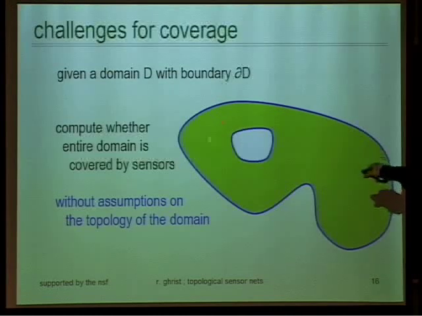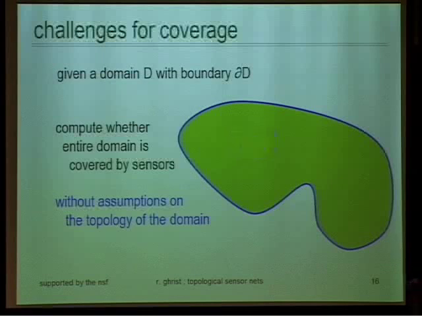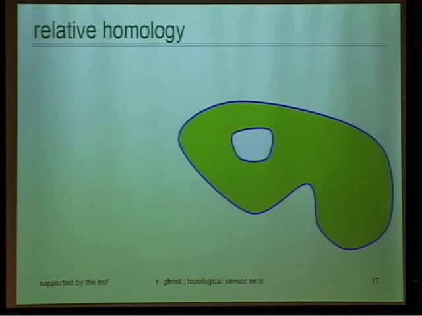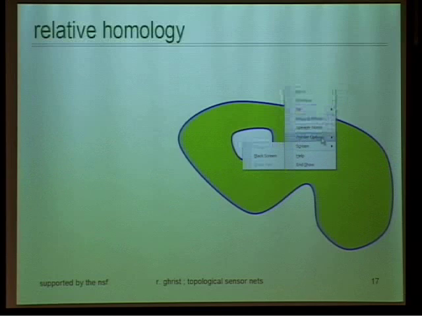But if I have a chain of sensors that's wrapped around there, I need to be able to distinguish between this case, where that chain of sensors is really doing its job and just going up to the boundary, or this case where I've got this chain of sensors and it's missing all the stuff on the inside. How do I say that without actually assuming something about the topology of my domain? Well, topologists know exactly how to do this. This is relative homology, and let me do an experiment here.